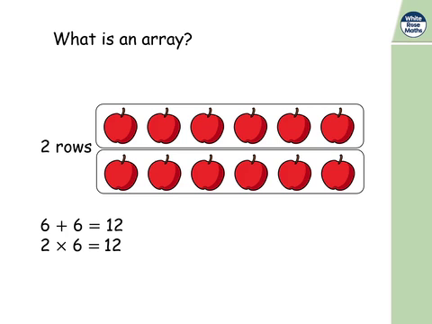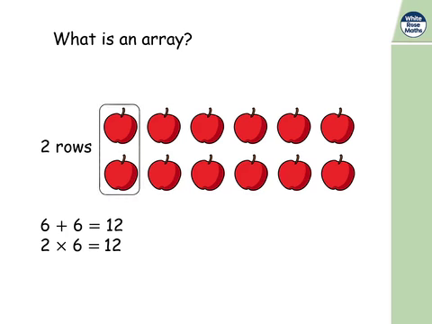We can represent this with a repeated addition, 6 plus 6, because we have 6 apples plus 6 apples, which is equal to 12 apples altogether. We could also represent it as a multiplication. 2 times 6, or 2 groups of 6, is equal to 12.